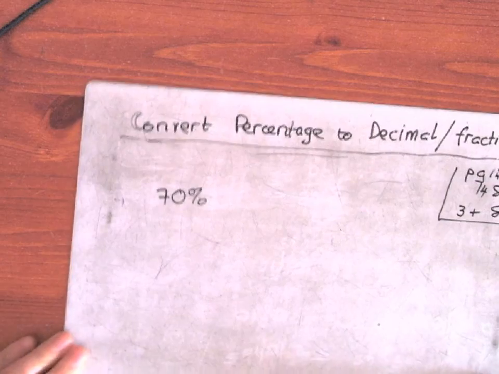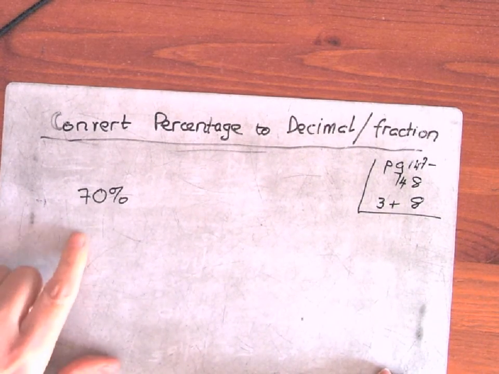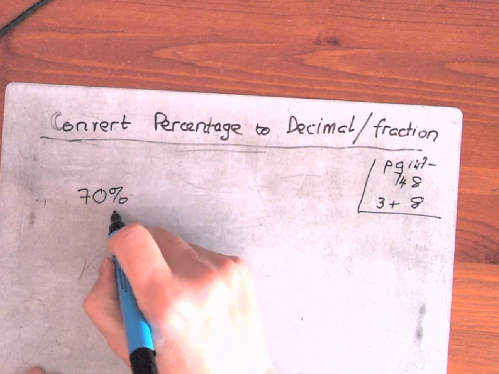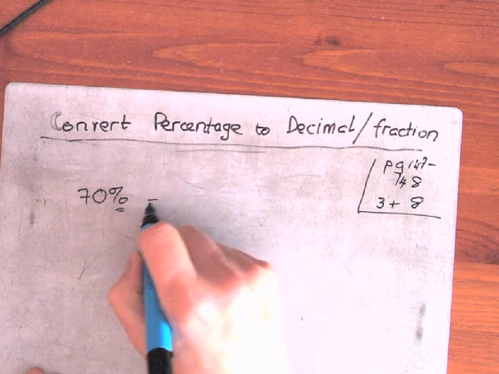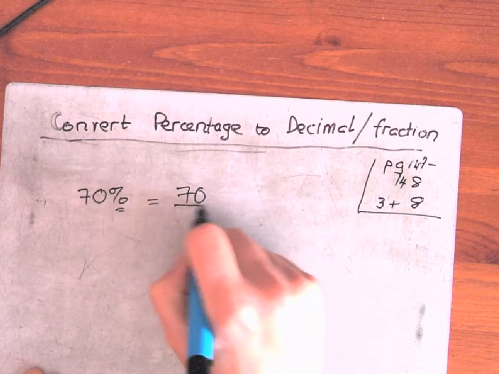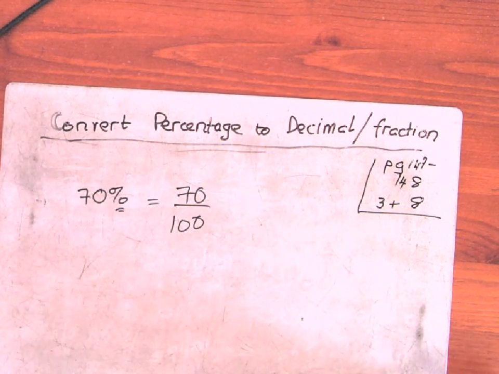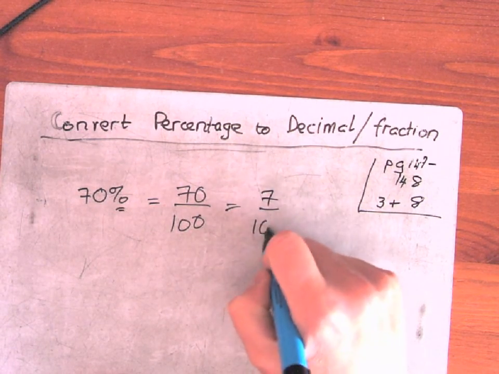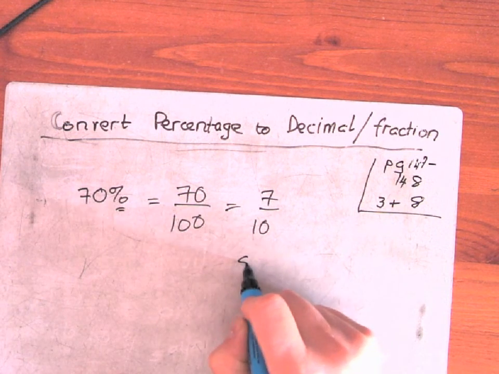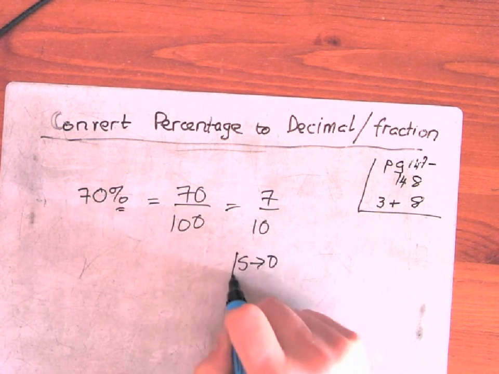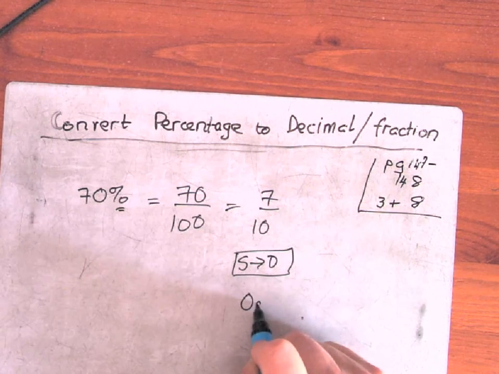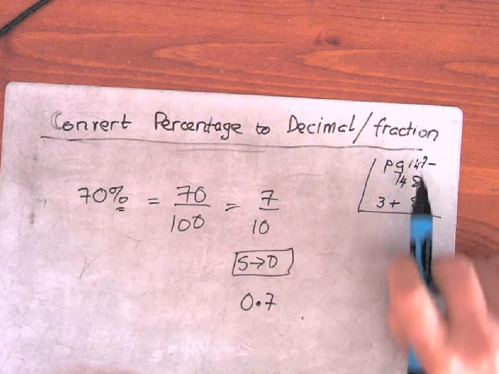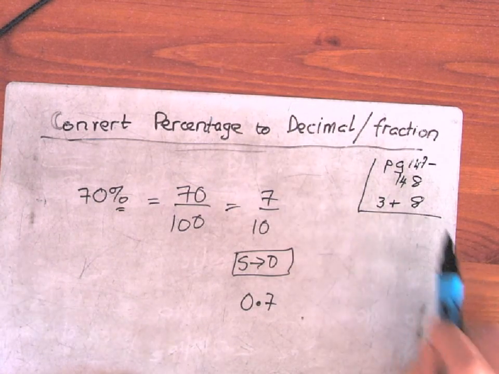If you want to convert a percentage to a decimal or a fraction, for example 70%. The word percent means out of 100. So 70% means it's 70 out of 100. So what you do is key that into your calculator. The calculator will give you 7/10 and that's it as a fraction. If they ask for a decimal, you press the S to D key, which will turn it to a decimal and you will get 0.7. If you want to practice some of these, page 147 to 148, number 3 and number 8. Stop now, practice those.